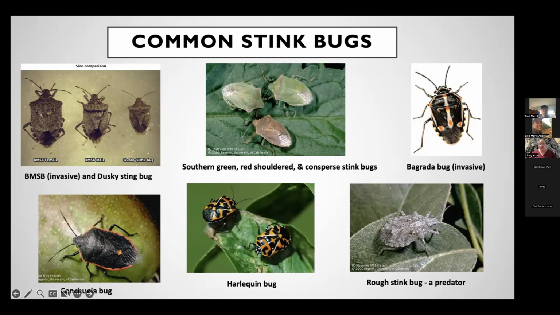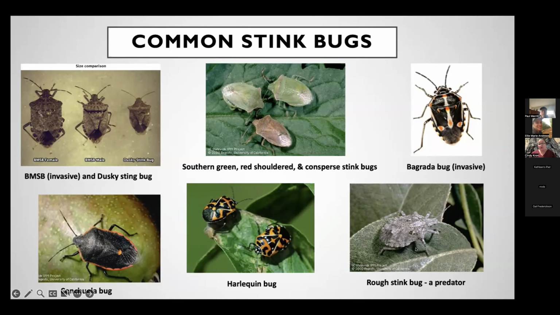Bagrada bug on the right is invasive. It is very small, considerably smaller than most stink bugs. Conchuela bug will become a problem in some row crops. Harlequin bug, definitely a problem in row crops. And Bagrada bug looks very similar to Harlequin. The only difference is that Bagrada bug is considerably smaller than Harlequin.